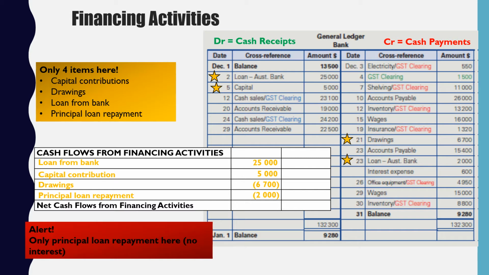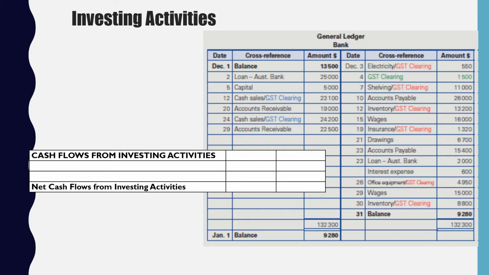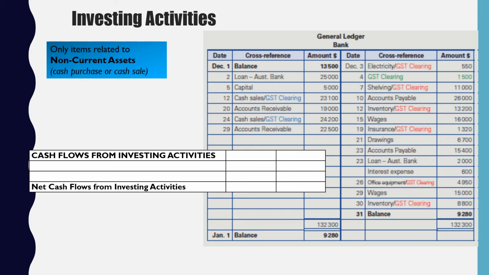Now, a very important alert here for you is to note that only principal loan repayments are reported under financing activities. You should not be recording any interest expense payments here. Now on to the investing activities. Here we are looking for items only related to non-current assets. It could be a cash purchase or a cash sale.